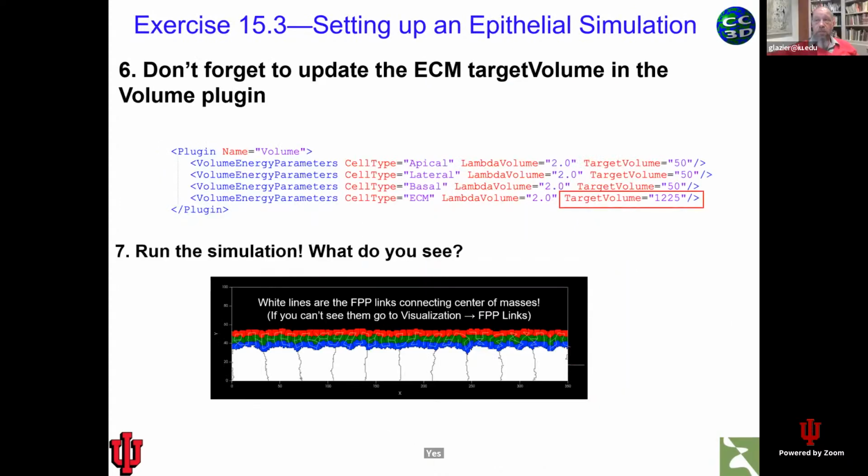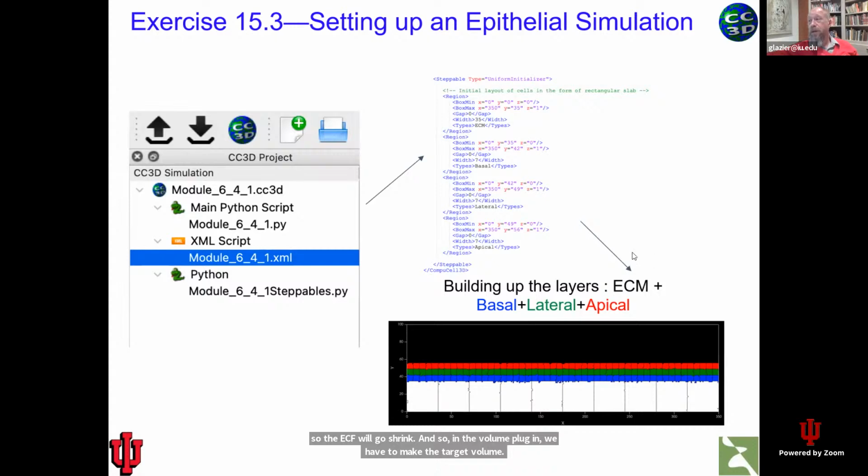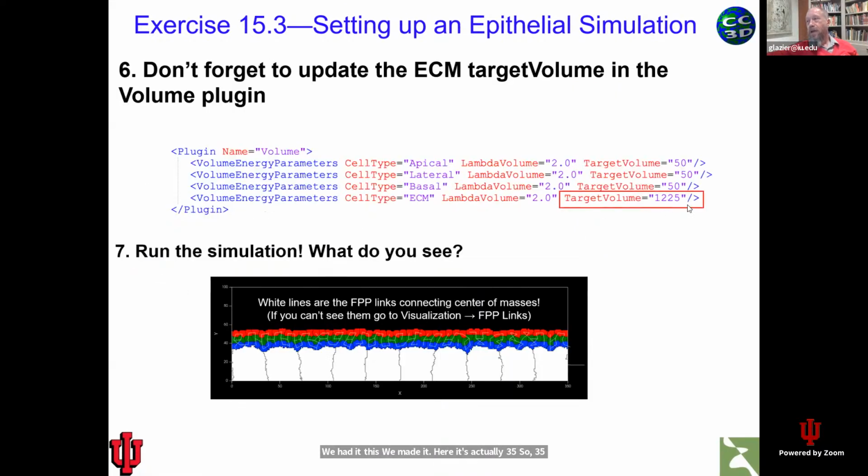Okay. Then when we go into the volume term in our XML, if we run this by itself, we'll see that the default volumes are 50. And so the ECM will shrink. And so in the volume plugin, we have to make the target volume what we made it here. It's actually 35, so 35 squared, which is 1225.